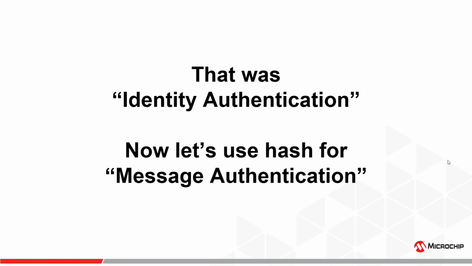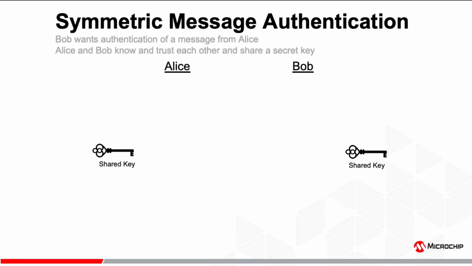Okay, so that covered identity authentication. We authenticated that it was Bob. We authenticated that it was a genuine battery. Now let's talk about message authentication. Symmetric message authentication. Bob wants authentication.